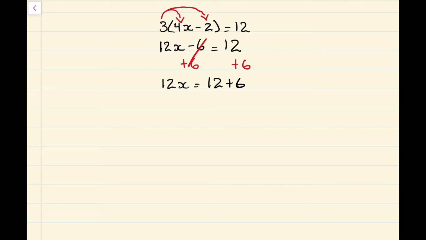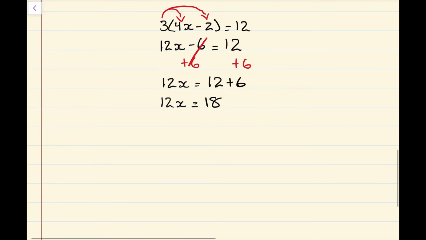Okay, so we know that 12 plus 6 is just 18. So then we would have 12x is equal to 18. And now let's just get x by itself. And to do that, we are going to just divide by 12 on both sides of the equation.